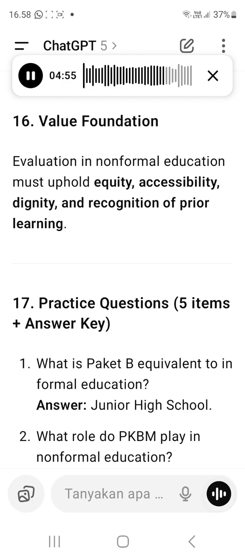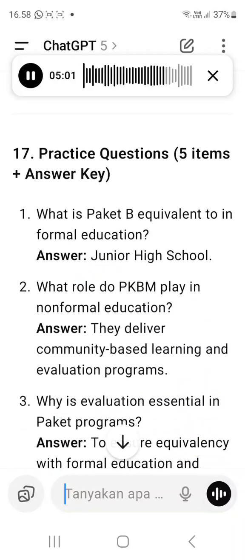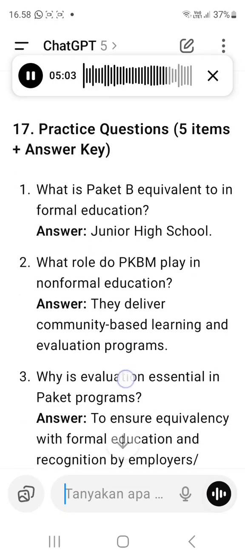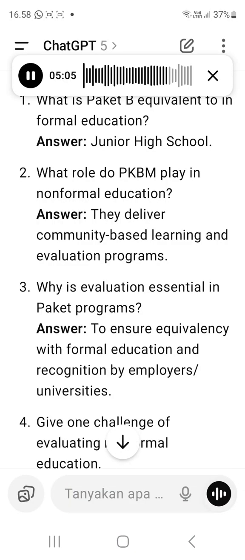1. What is Packet B equivalent to in formal education? Answer: junior high school. 2. What role do PKBM play in non-formal education? Answer: they deliver community-based learning and evaluation programs.